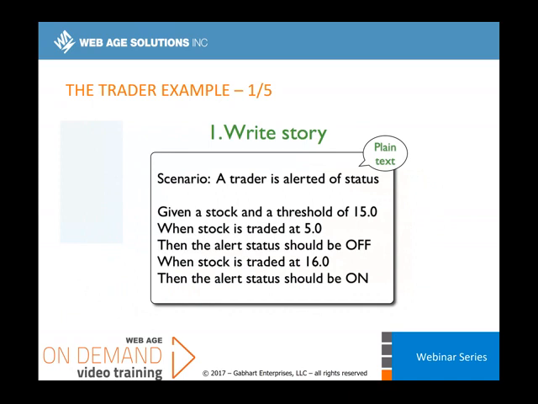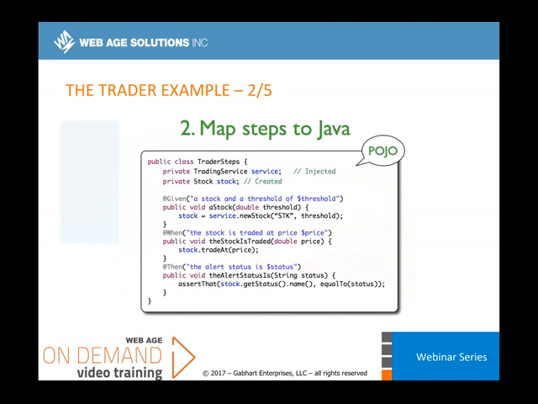So when you see, given a stock and a threshold of 15, here's the Java code I want you to run in order to accomplish a test. When you see the statement, when stock is traded at 5, here's the code I want you to run. And so in this case, we have to have the exact same English, but there is the capability to dynamically grab some of it and use that inside the method, as you see us doing here with this $ sign.